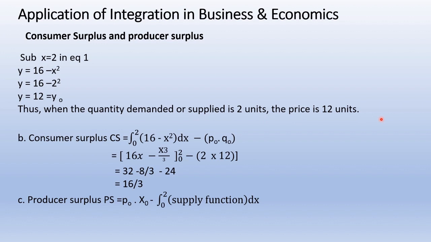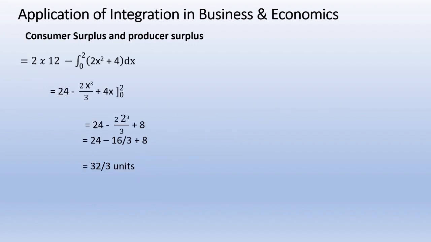B. Consumer surplus CS is integration of demand function 16 minus x square minus P naught times Q naught, that is 2 times 12, we get this, simplifying, we get 16 by 3. C. Producer surplus PS is equal to P naught times x naught minus integration of supply function from 0 to 2. We get this, simplifying we get 32 by 3.